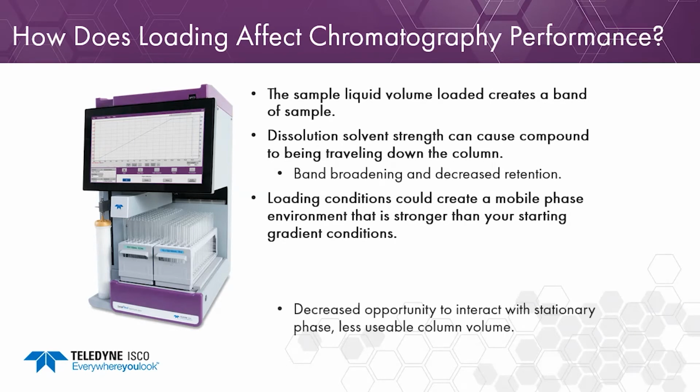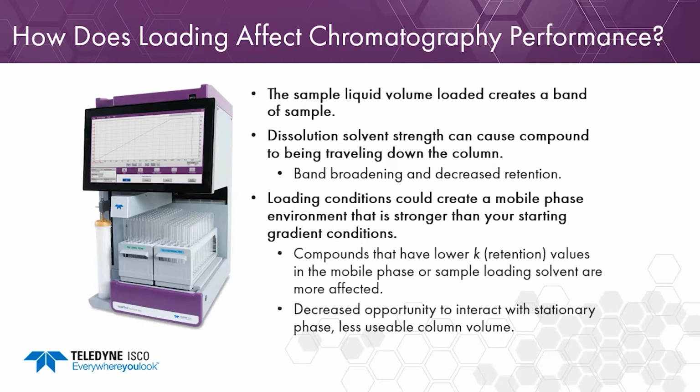And the compounds that have a lower retention in the mobile phase or sample solvent are more affected. So compounds that elute earlier in our gradient are more affected than compounds that elute later in our gradient. And so this causes a decreased opportunity for the compound to interact with the stationary phase, and basically causes you to have less usable column volume size for your separation.